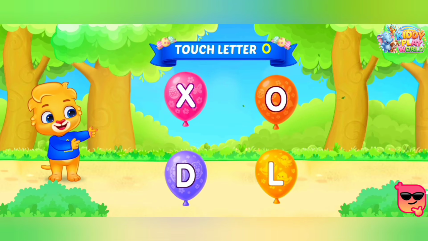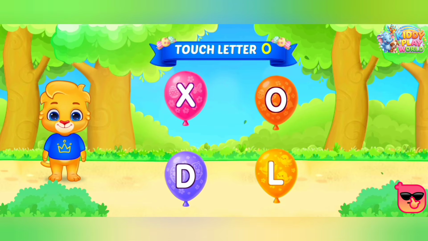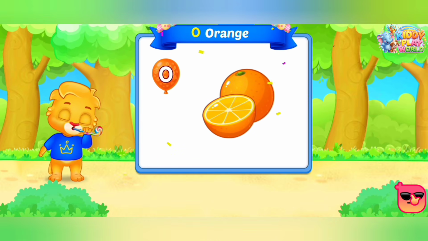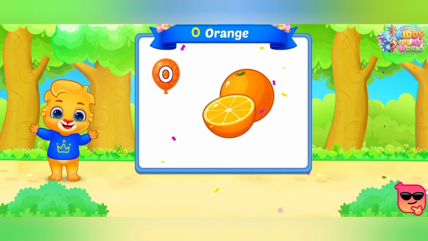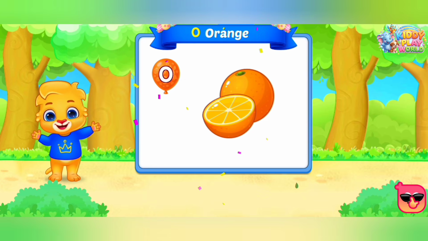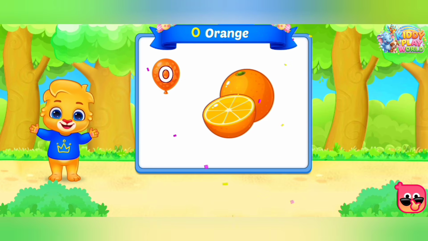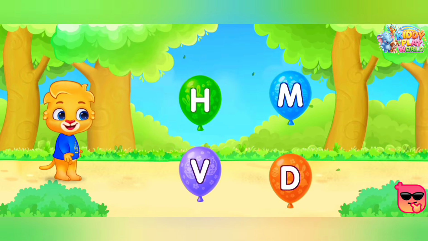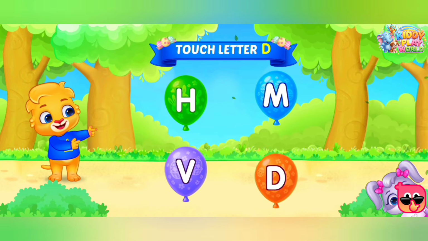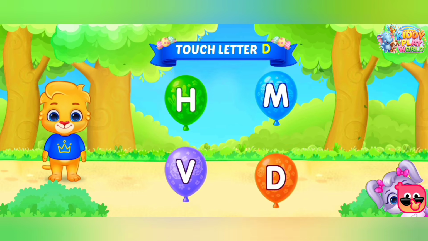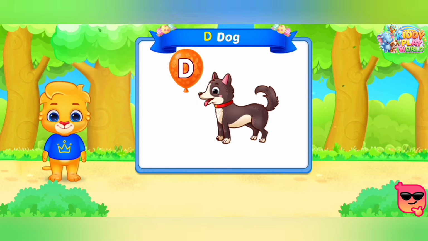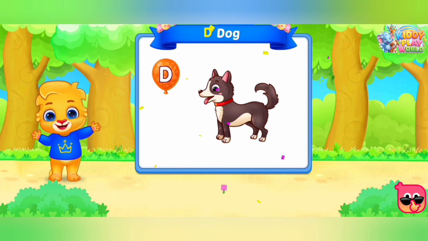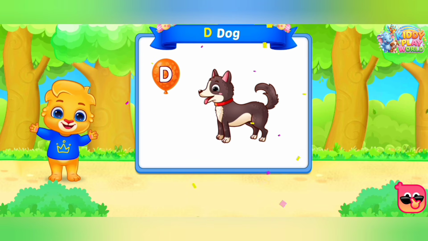Touch letter O. O is for orange. Touch letter D. D is for dog.